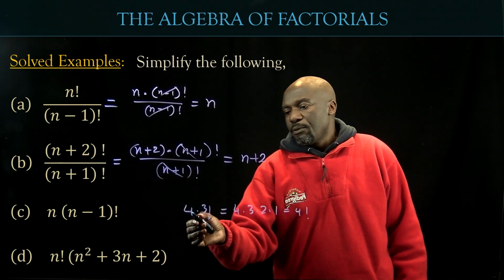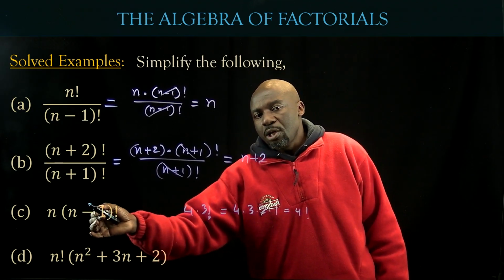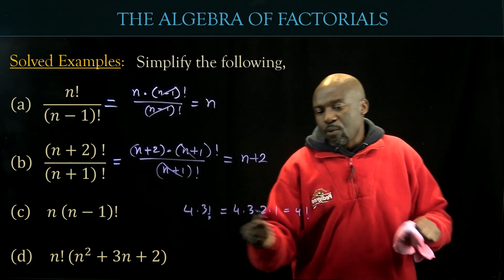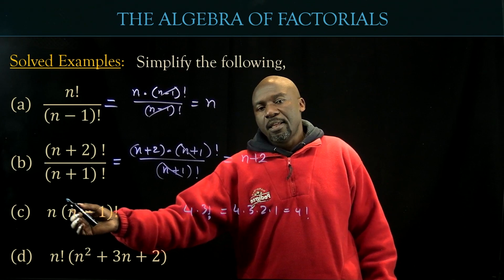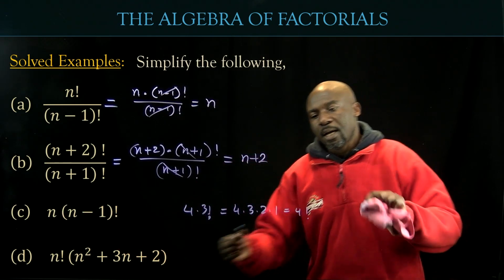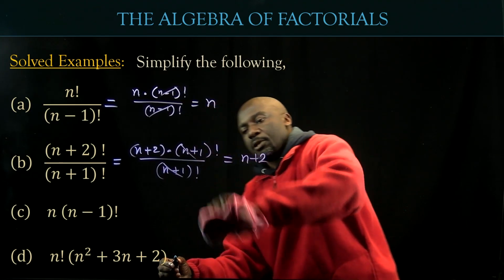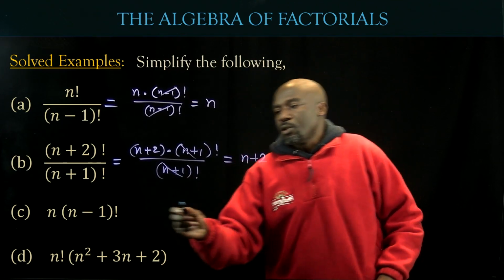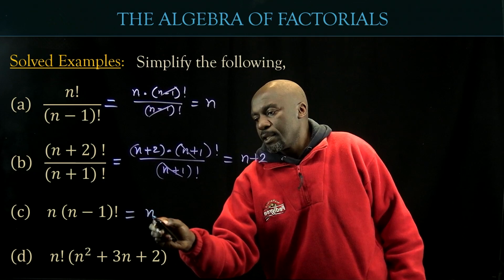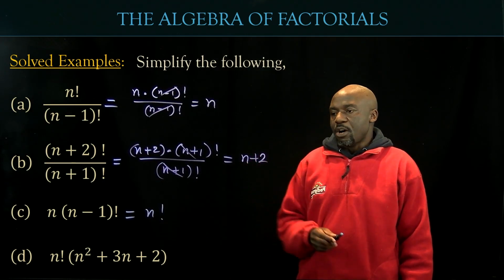So 4 being like n and n minus 1 being the 3 because it's 1 less than the 4, okay, we can compare with this and we can see why this is the same as n factorial. Okay, I hope you understand. Compare with this and you will see that it's just n factorial. So we are saying that this here can be expressed as simply n factorial, like that. All right, what about part D?